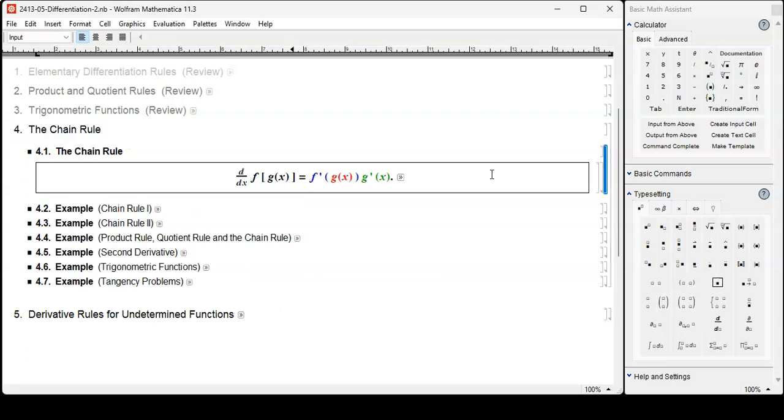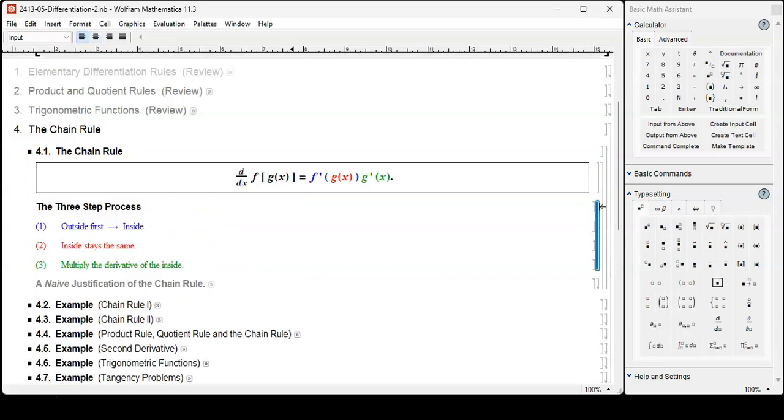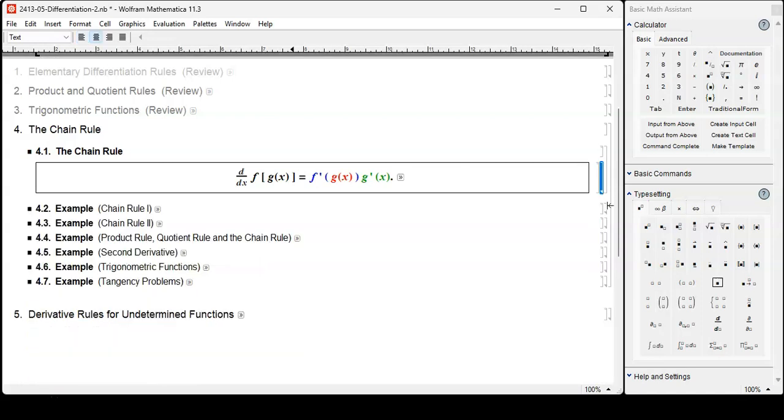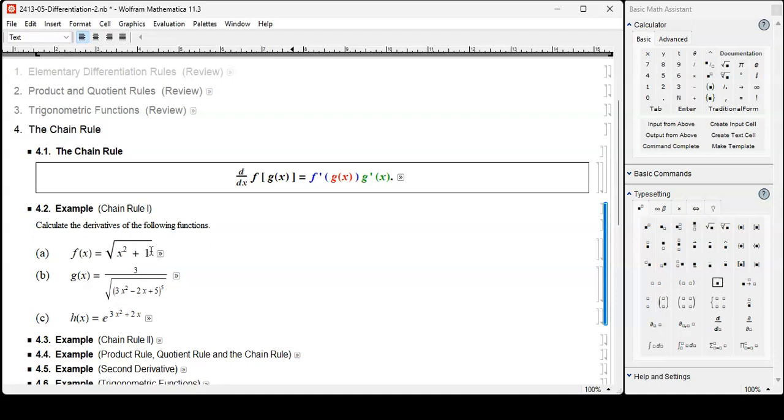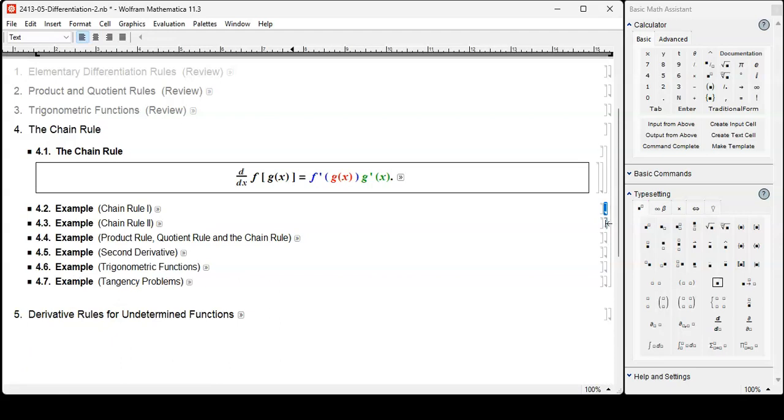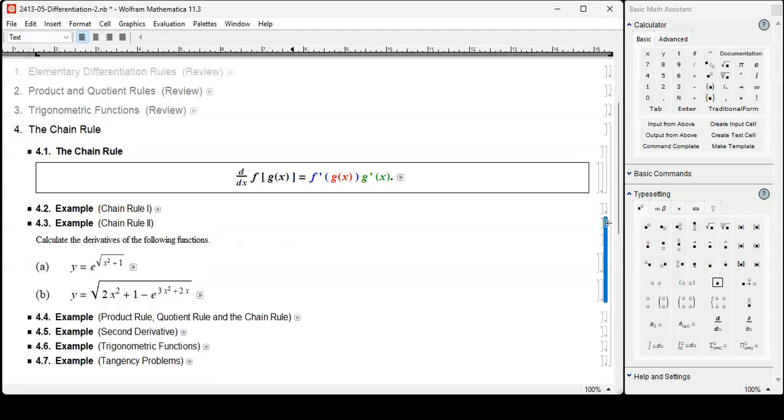Here's the chain rule and the three-step process. Outside first, and then we move inside. And then what happens in the inside? It always stays the same. And then number 3, multiply the derivative of the inside right here, like a dangling chain. And then we went through some elementary problems here. Let's continue. How about some more difficult problems?